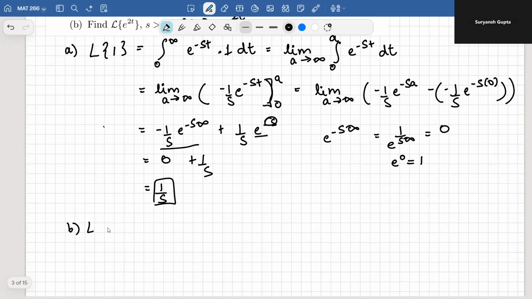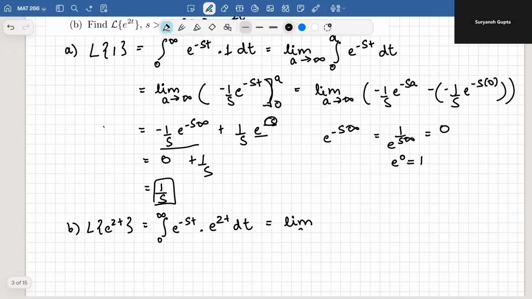they asked us to find L of e to the power 2t. Again, the same steps. I'm just going to replace all my f of t's with e to the power 2t. I have the integral from 0 to infinity, e to the power minus s t times e to the power 2t dt. And again, this is an improper integral, so I need to account for it.